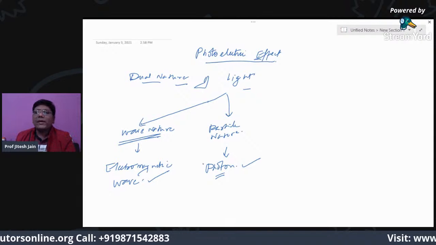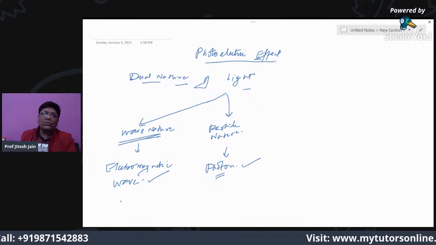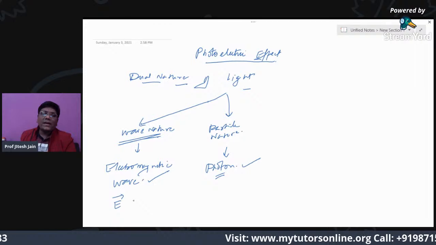When you say electromagnetic wave, that means light consists of two fields. One is the electric field, and the other one is known as the magnetic field. So let us understand these two things with a very important presentation.